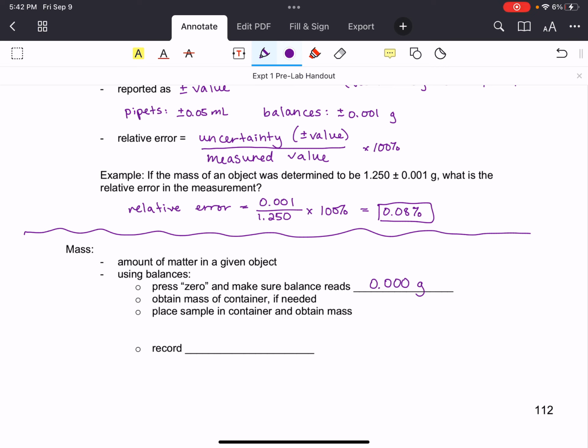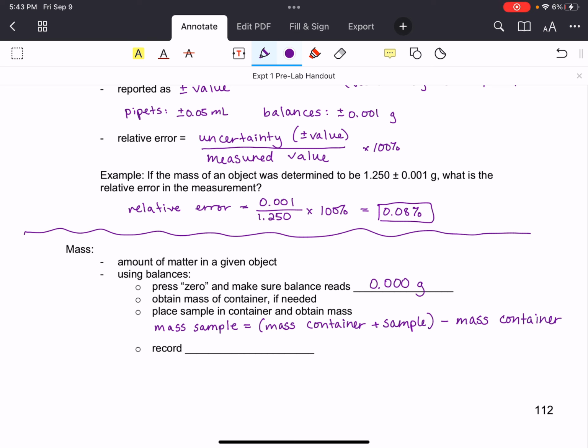If you need to, you should obtain the mass of the container. This is something you'll do if you're measuring a liquid or an irregular object. Then you'll place the sample in the container and obtain its mass. So, to obtain the mass of the sample, you would just take the mass of your container plus the sample and just subtract the mass of the container.